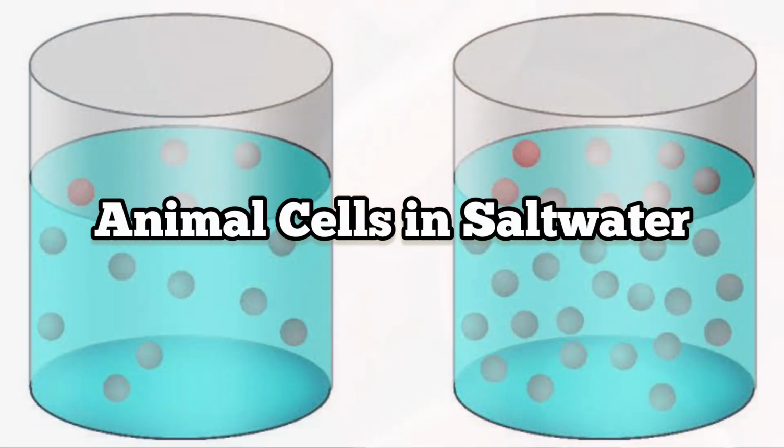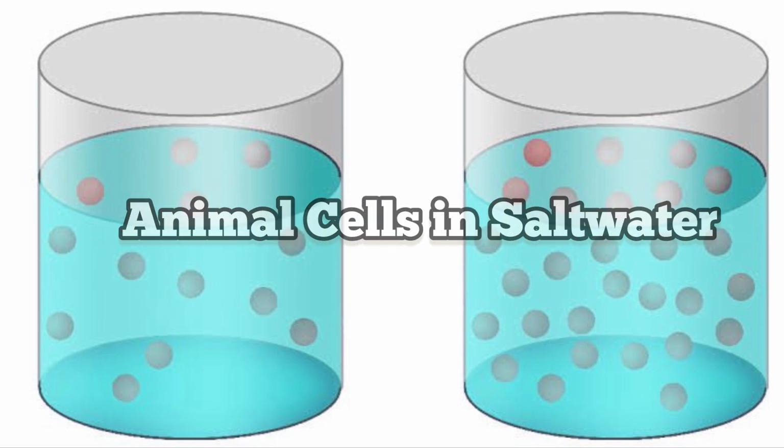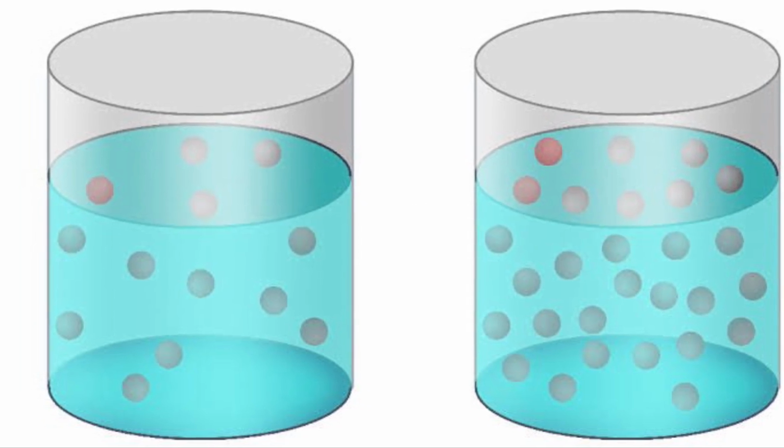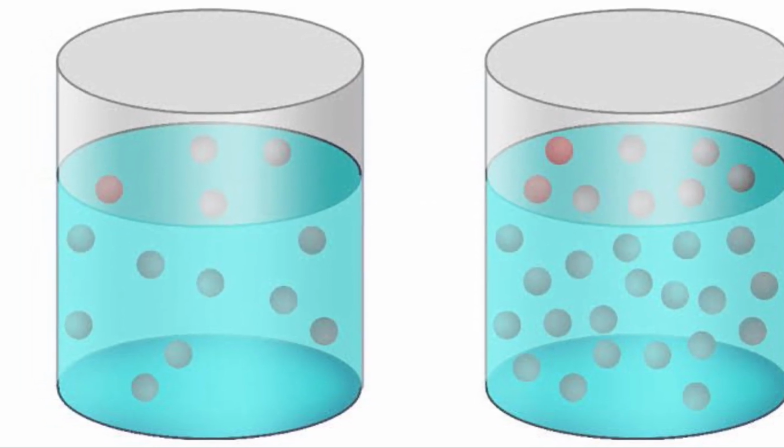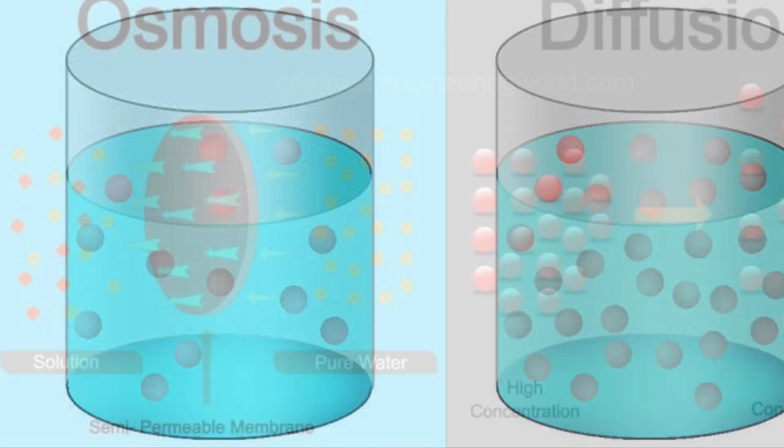And 3. Animal cells in salt water. Cells placed in a highly concentrated solution, hypertonic solution, will lose water and shrivel.